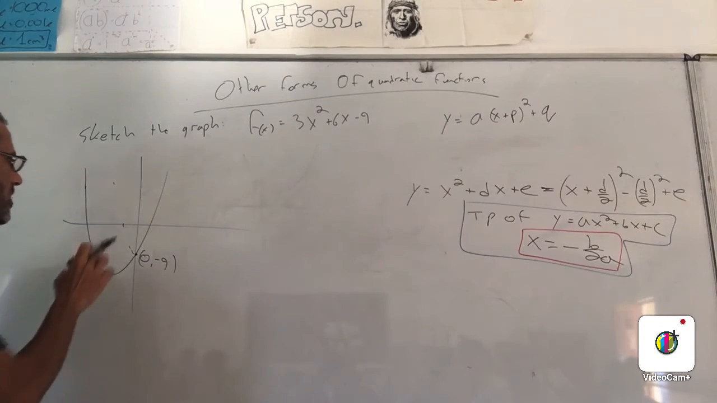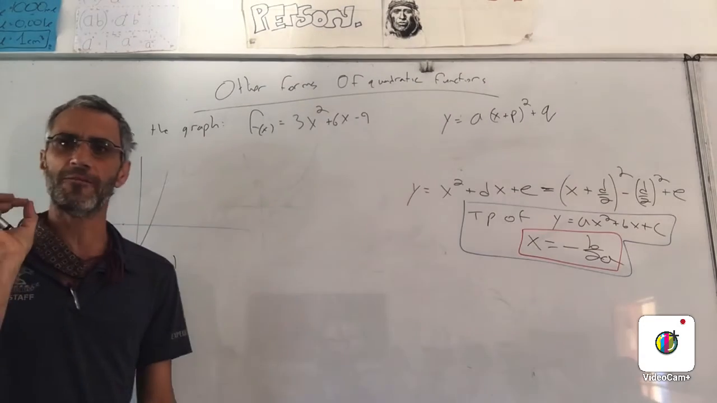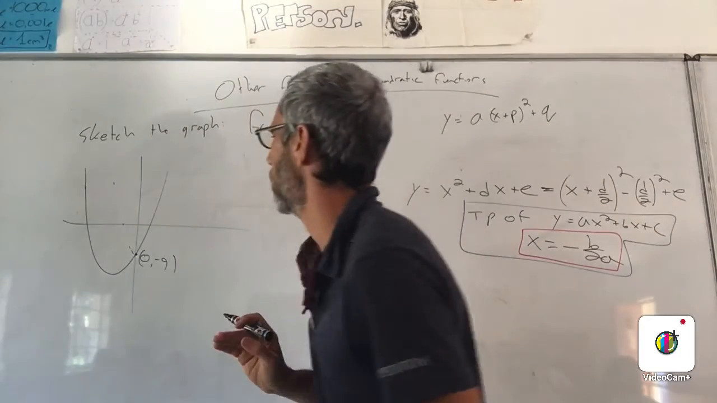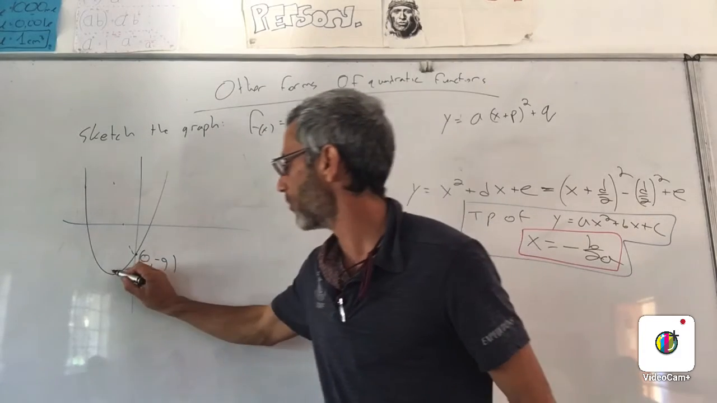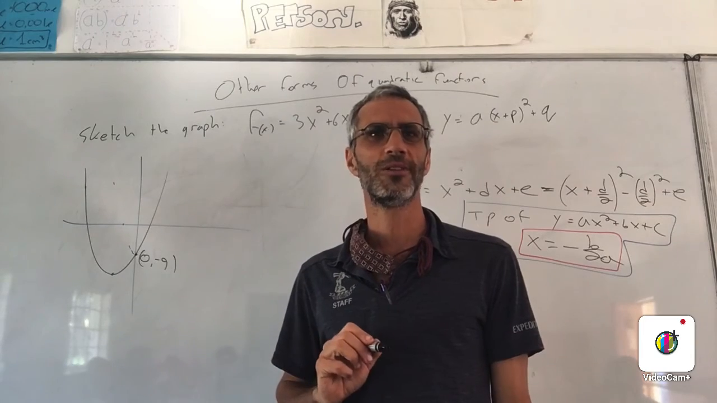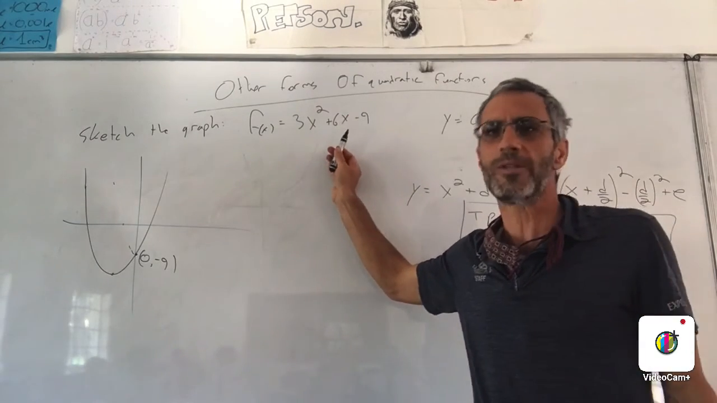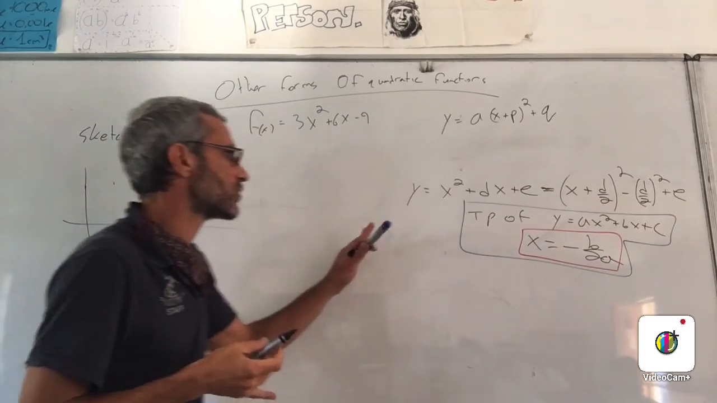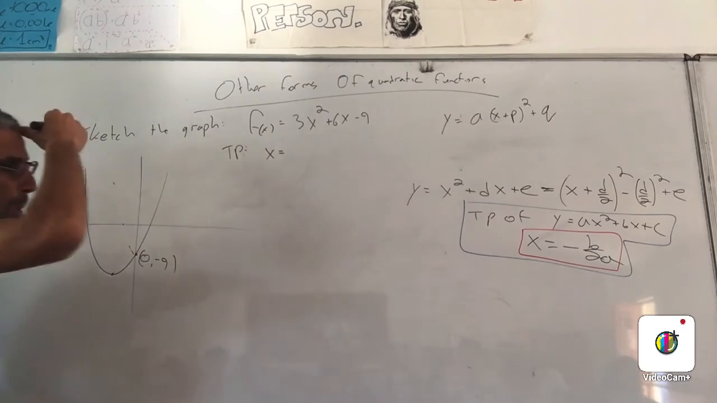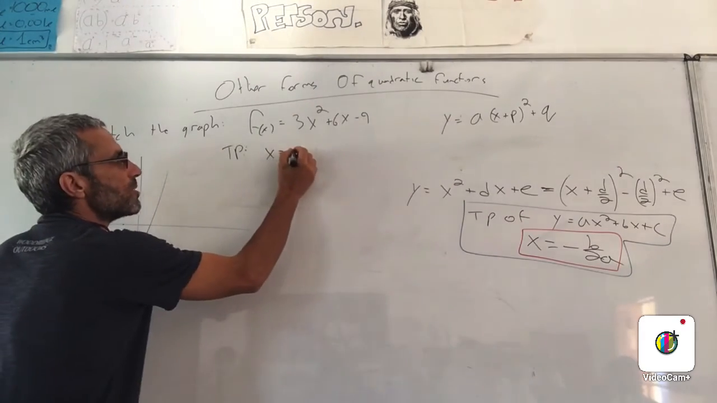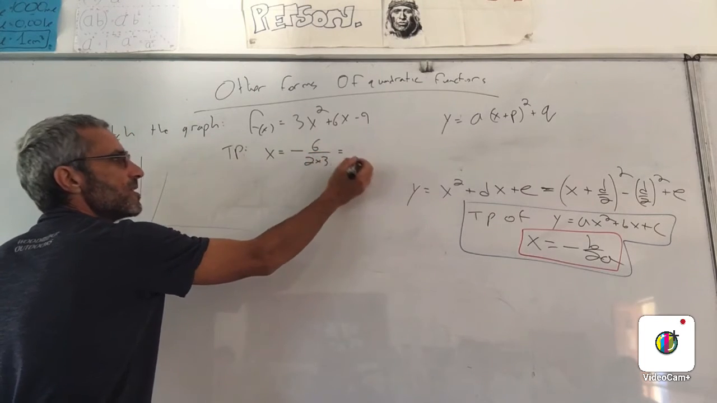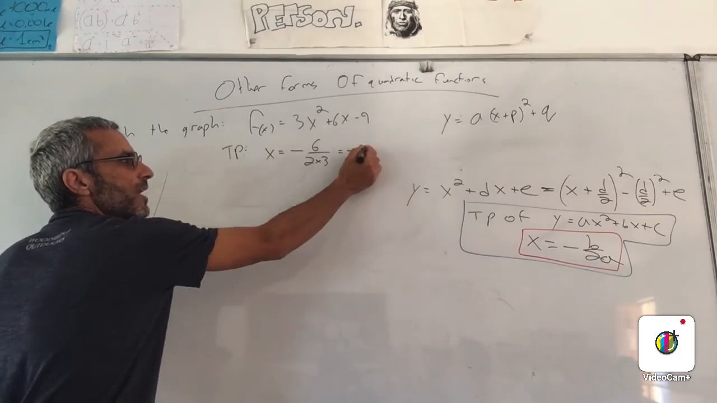Now, we need 3 more bits of data to finish this sketch. What else do I need to find? The turning point. I must always find the turning point. And now I know how to do it. Am I going to complete the square? Most definitely not. I'm going to use the rule that we just came up with. So for the turning point, what is x equal to? Minus b over 2a, so it's going to be minus 6 over 2 times 3. 2 times 3 is 6. How much is that? Minus 1.